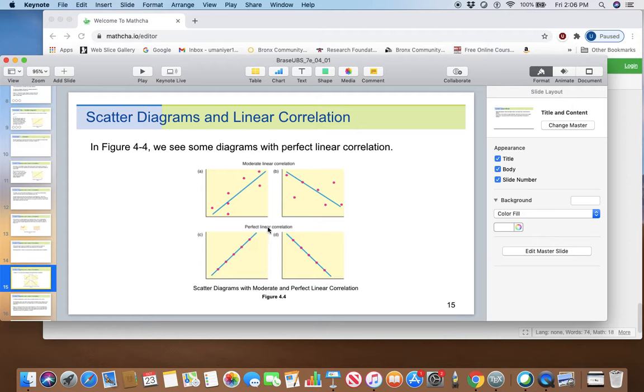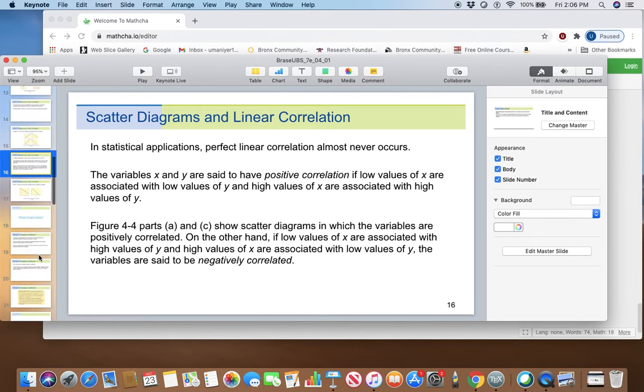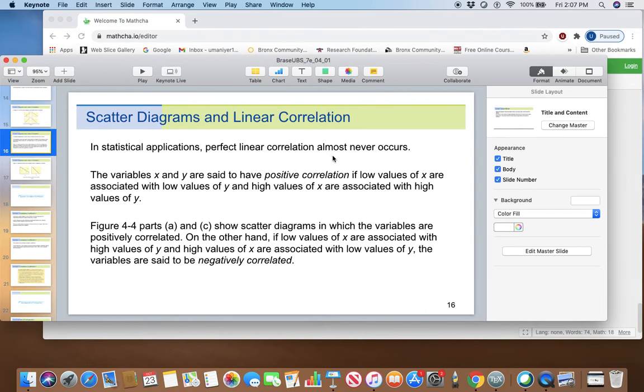Now here is perfect linear correlation. All the points perfectly sit on a line. This is perfect linear correlation. Positive slope and negative slope. In statistical applications, perfect linear correlation almost never occurs.